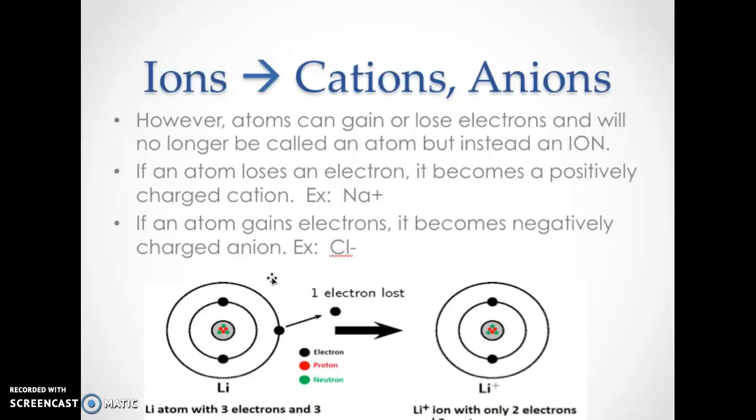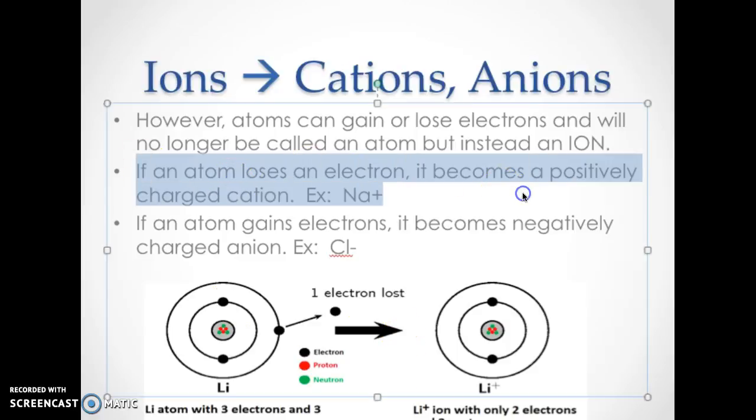So in order to become stable, they end up giving up electrons, they end up accepting electrons, or they end up sharing them. In this case, lithium is losing an electron, and if it loses an electron, then it becomes positive. So it goes from Li neutral with 3 electrons to Li positive when it loses an electron. So if an atom loses an electron, it becomes positively charged. For example, sodium typically loses an electron, so it's going to be positive 1 if it just loses 1.